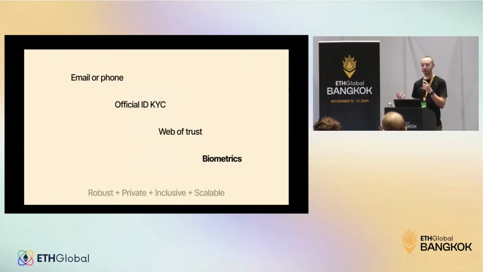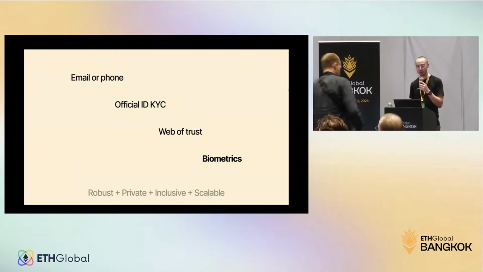And when we think about how to meet all of those requirements, with email and phone numbers, they don't work super well. I have many emails, I have multiple phone numbers. We might think that KYC of official government IDs is the way to go, but less than half of the global population has a digitally verifiable government ID, so it's not scalable enough for us. Web of trust systems also don't scale to all of humanity in their current implementations very well.